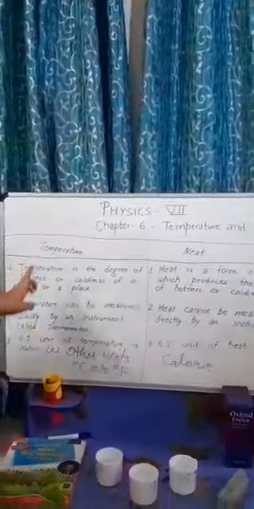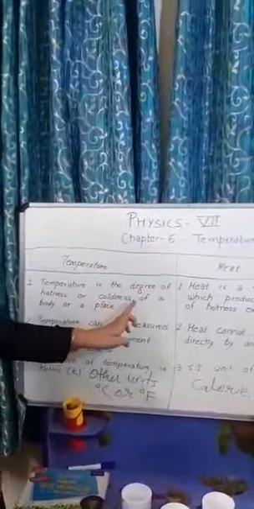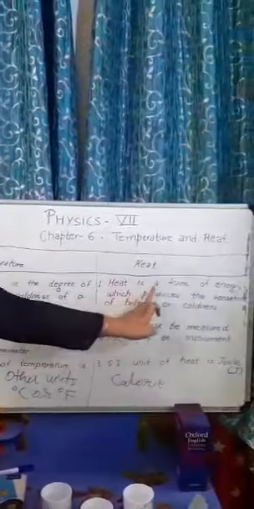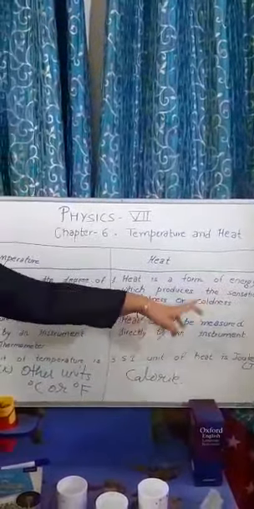Some more differences are also there. Let me tell you that. What is temperature and what is heat, and what is the comparison between them? Temperature is the degree of hotness or coldness of a body or a place. Heat is a form of energy which produces the sensation of hotness or coldness.